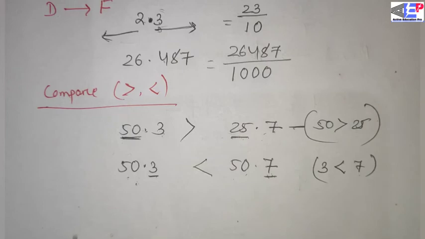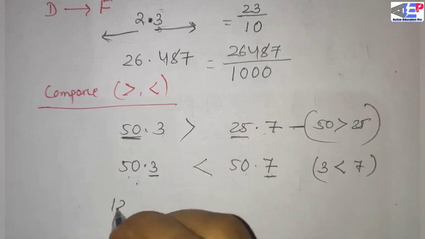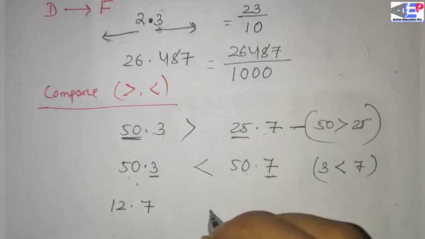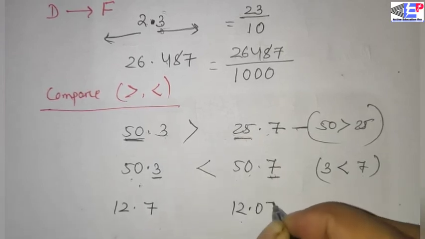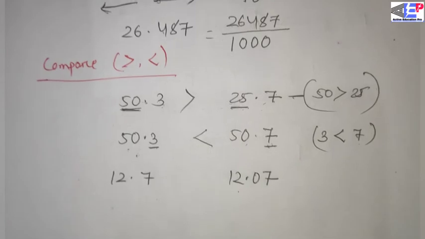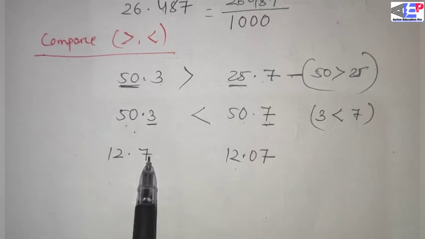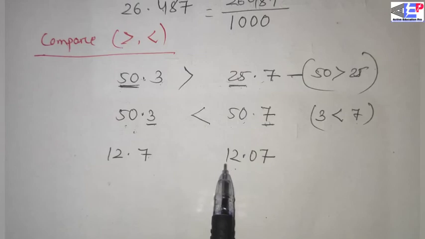Another case, if there are 12.7 and 12.07, which is greater? This is 12.7 and 12.07. Look here. The first number carries 3 digits and the next one carries 4 digits.